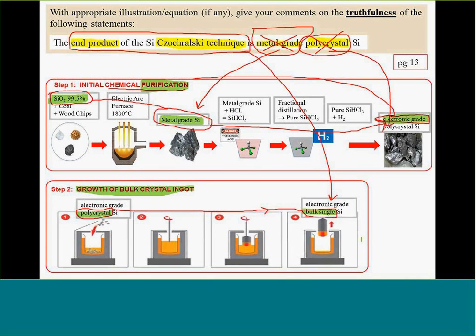So in order to answer this question, it's easier now, isn't it? Remember that the first step is about purification, going from the outside into metal grade and then into the electronic grade. Whereas the second step is about the growth of the bulk single crystal, where from polycrystal we get it to the bulk single crystal, where the grade is essentially the same. Okay, pretty clear now, I hope.